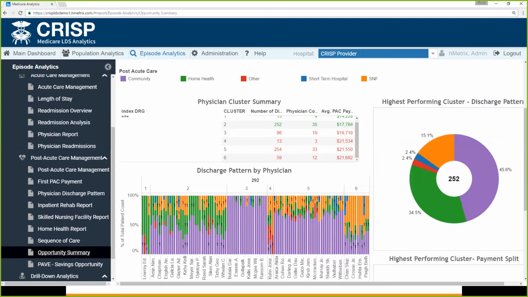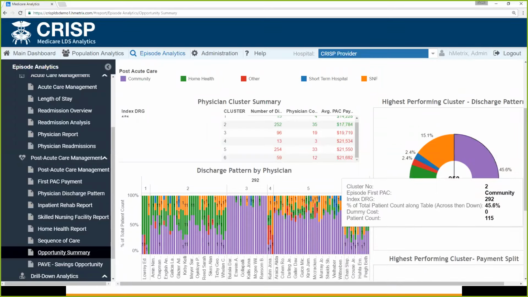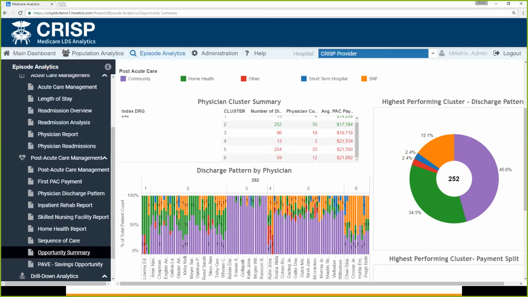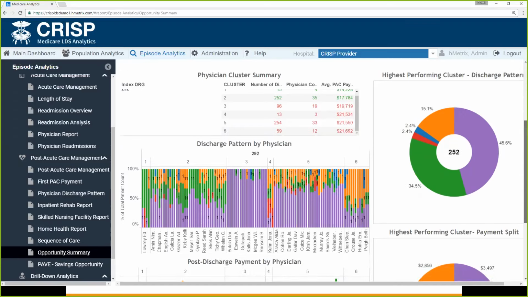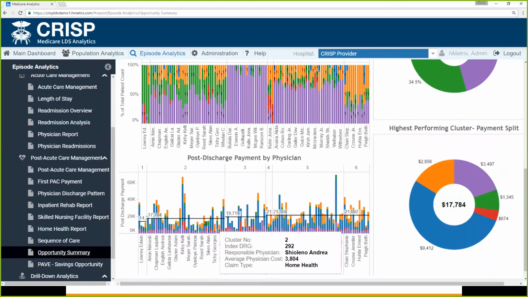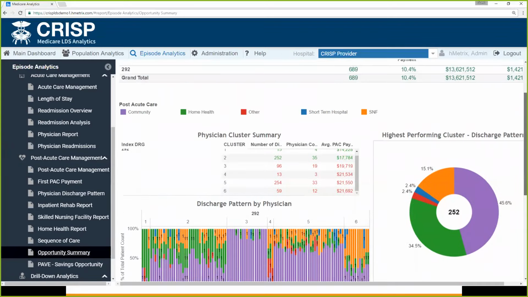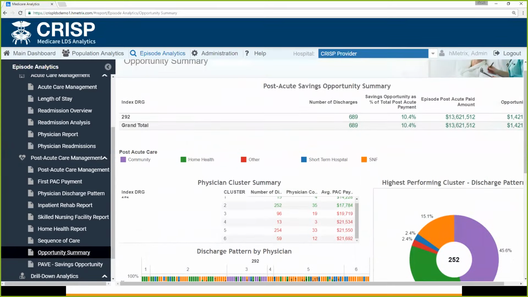And then you see the highest performing cluster discharge pattern over here. So you can see this particular physician cluster here has about 35% home health and about 46% to the community. And what we have below here is just the average payments for the cluster and the payment distribution of that highest performing cluster. So now, again, how do we get to the opportunity amount?